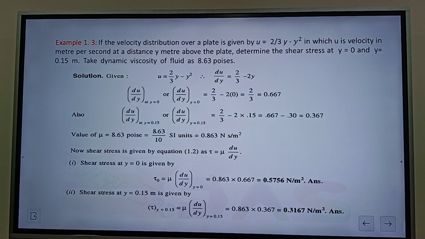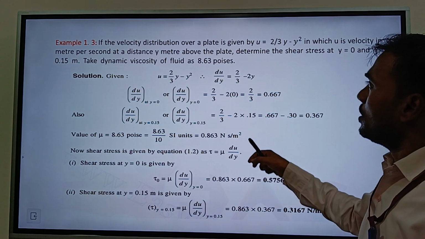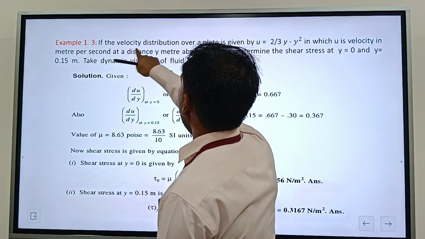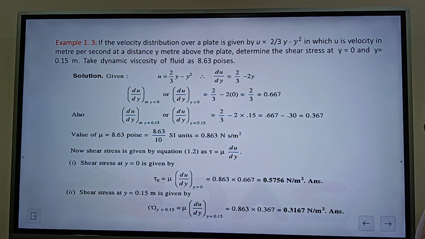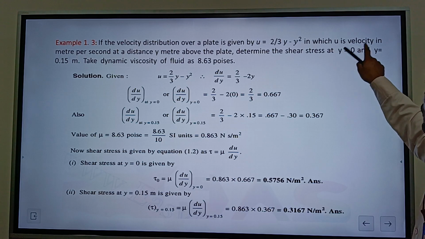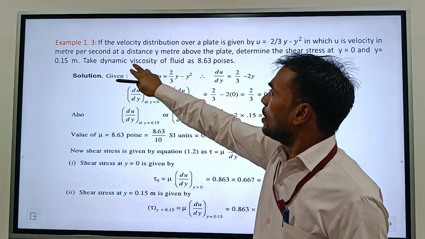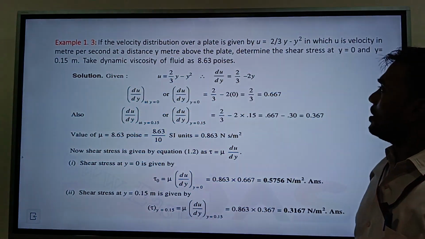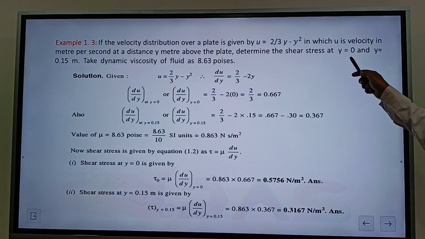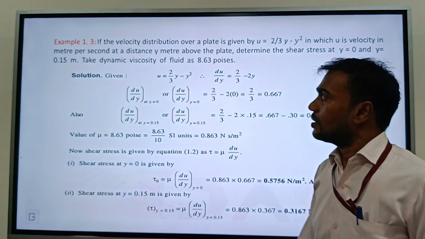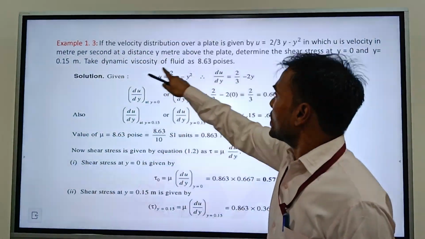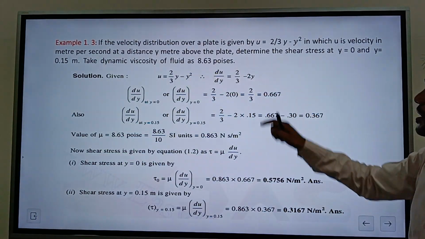Now let us discuss an example based on the previous concept. If the velocity distribution over a plate is given by u equal to 2/3 y minus y square, in which u is velocity in meter per second at a distance y meter above the plate, determine the shear stress at y equal to 0 and y equal to 0.15 meter. Take the dynamic viscosity of fluid as 8.63 poise.